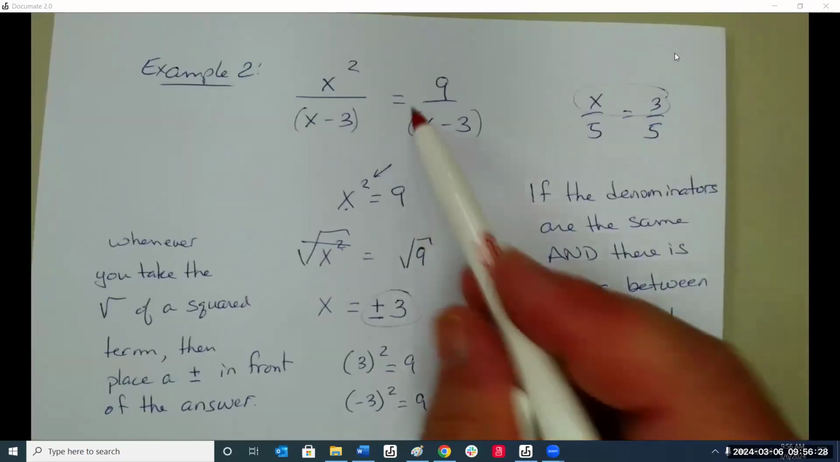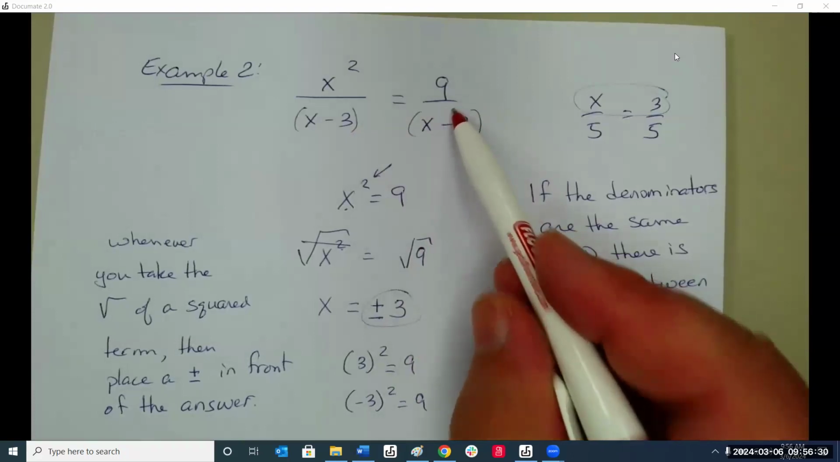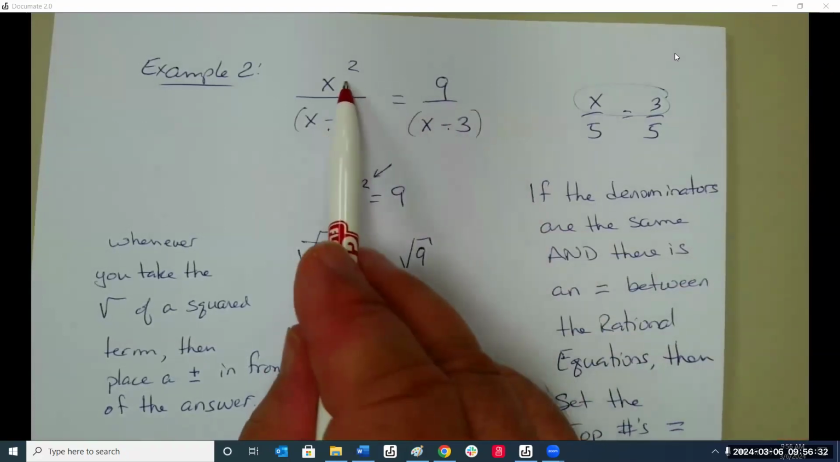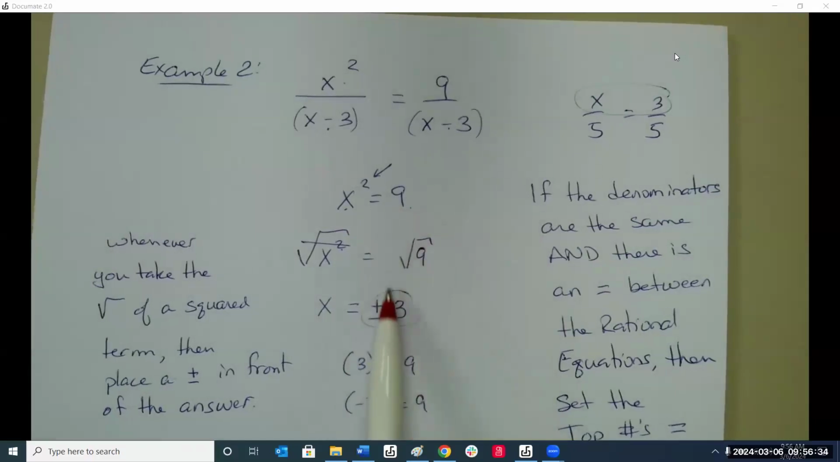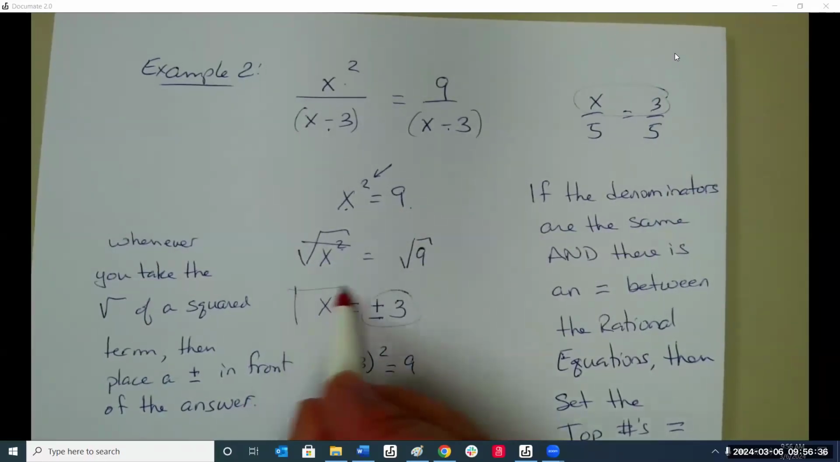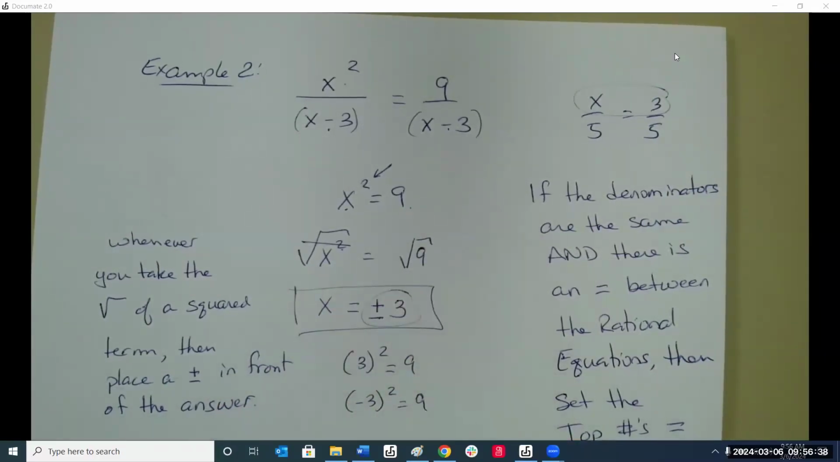We had this equation. Since the denominators are the same, we just set the tops equal and we solve the top. We got this. So is that our answer? No. Because a second thing you have to do is determine which x values we cannot use.